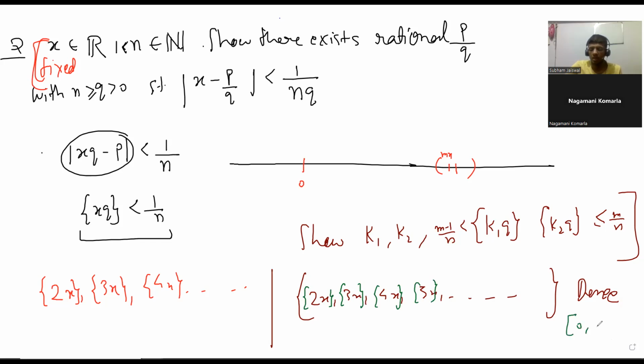So basically what this question is asking you to show is that it is dense around 0. If you take any neighborhood around 0, then you will find some fractional part inside that. Obviously, it's asking a little bit more, that q cannot be that big. But otherwise this is what it is saying: that it is dense inside 0, comma 1. It cannot be dense in R.